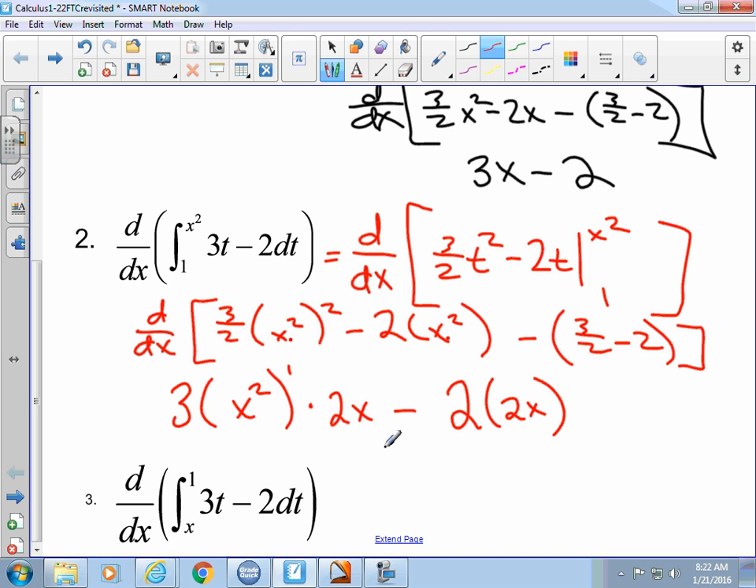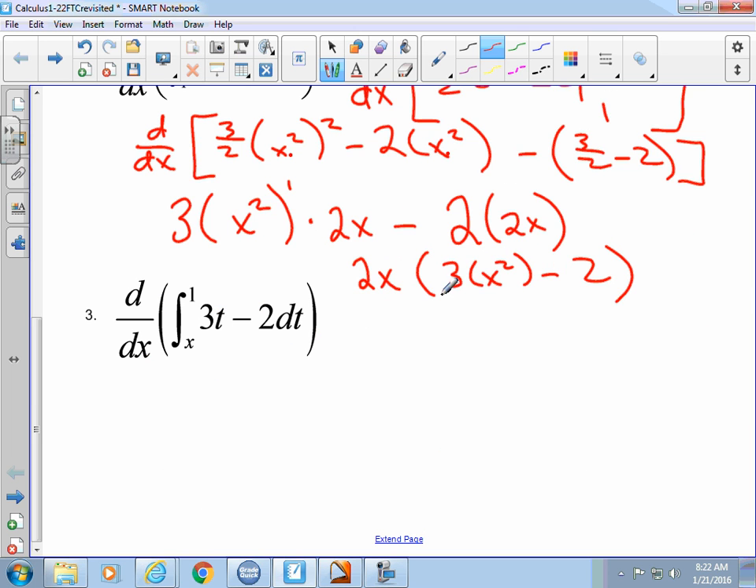If I did some factoring, wouldn't that be 2x times 3x squared minus 2? Everyone see that? Well, why would I want to write it that way? This is that top-hand limit plugged in to 3t minus 2 times a chain rule, because it wasn't just an x. So you can see how we're going to do that much shorter next time.